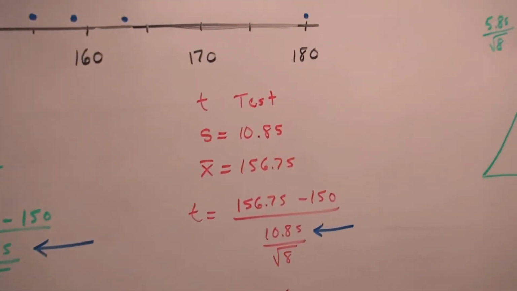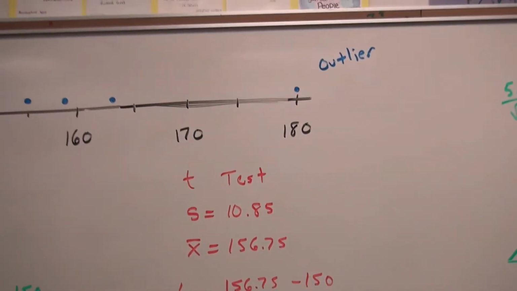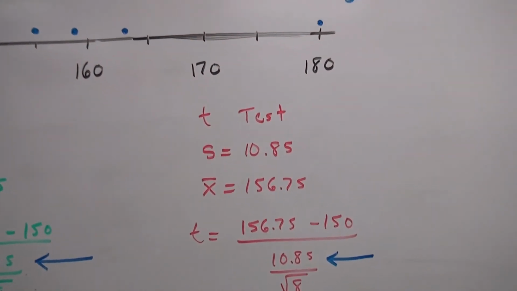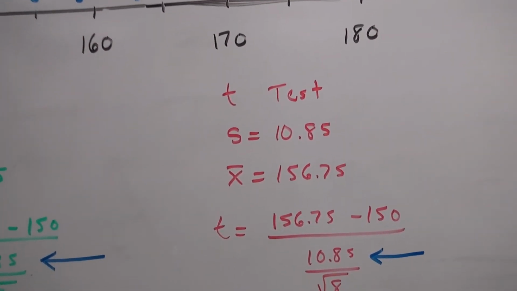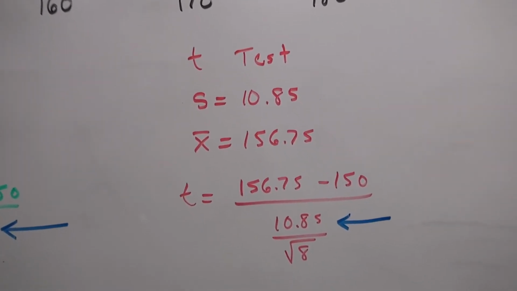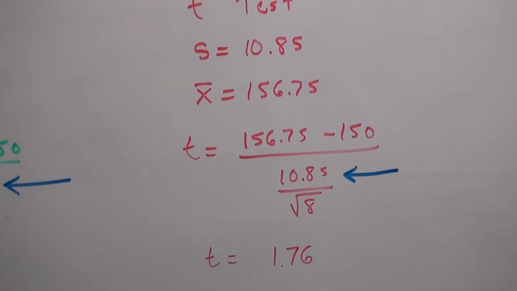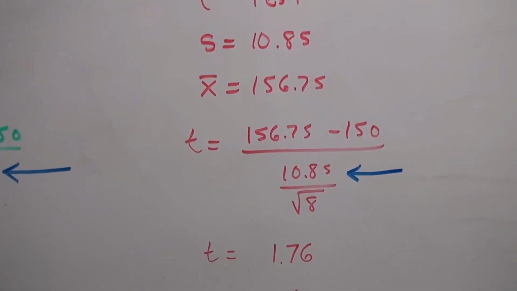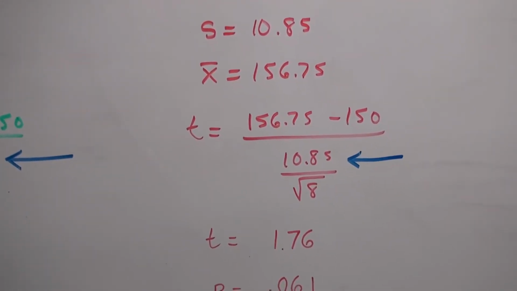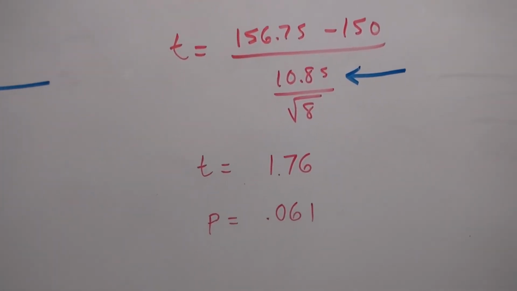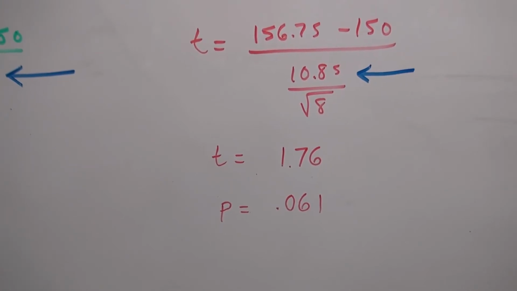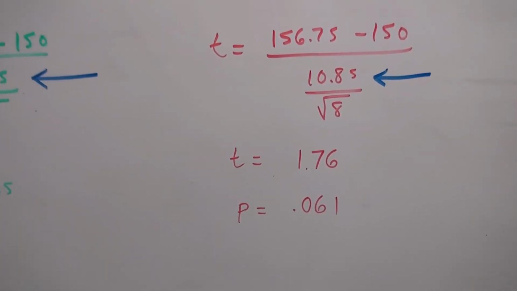But here's what's nice about the t-test. We add that 180 into the data set and we recalculate the standard deviation. The sample standard deviation goes from 5 point something way up to 10.85. Our sample mean increases, but if you see where the blue arrow is, the difference between 156.75 and 150 is bigger than it used to be, but so is the standard error of the means. So that's why we're still only 1.76 of the new standard errors away from the mean, and the p-value doesn't change that much. It's 0.06.